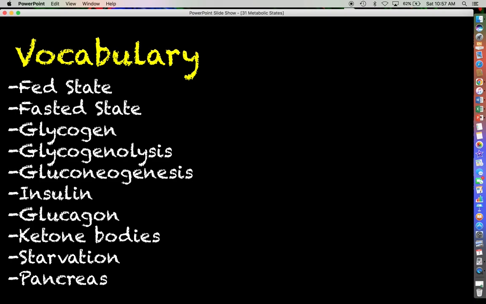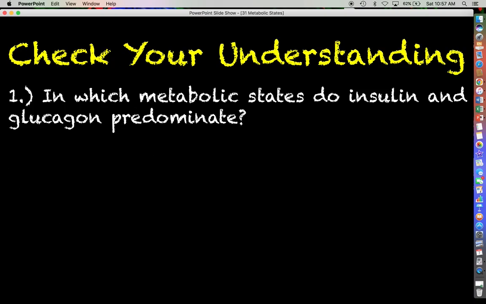Okay, that's going to do it for this lecture. I hope you enjoyed it. Here is a list of vocabulary terms I would suggest you look into, and then a couple of checking your understanding questions to think about.